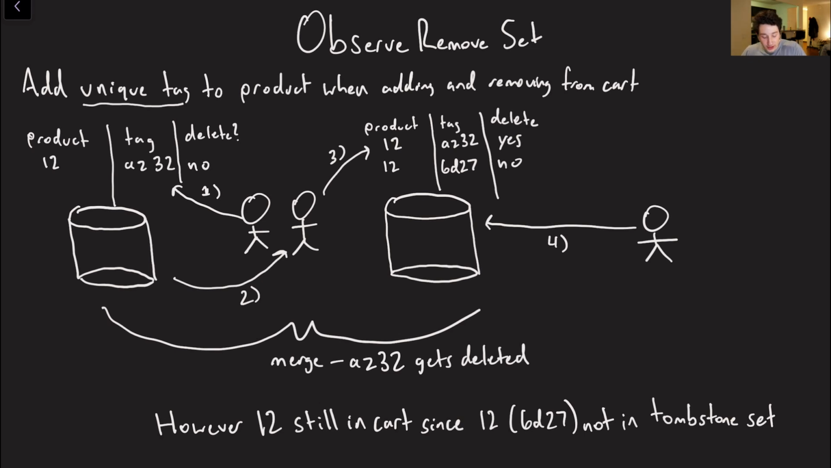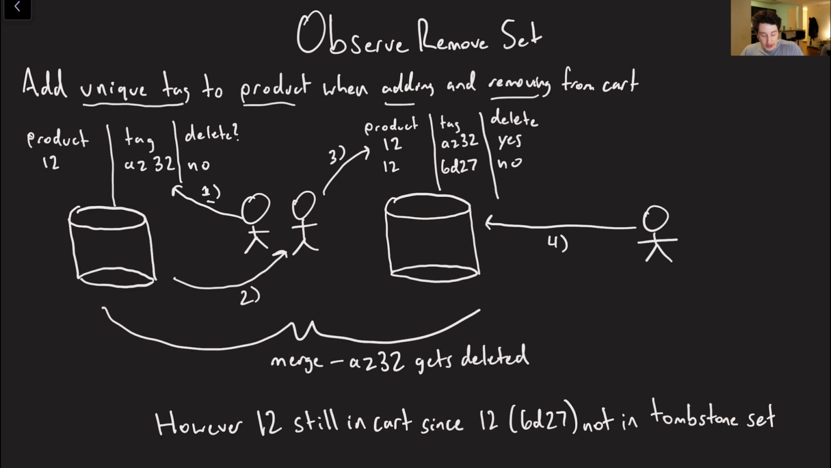And basically what we're going to do is throw that unique tag on the product ID whenever we're adding or removing an item from the cart. And that's basically going to tell me what a given client actually knows was in his version of the CRDT when performing an addition or a removal. So let's go ahead and demonstrate this.